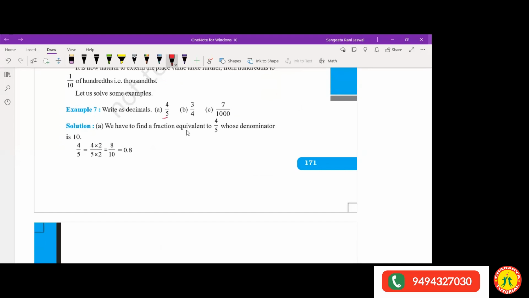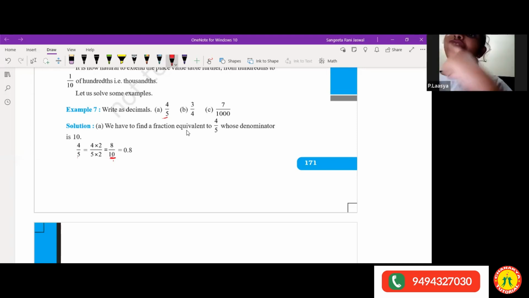Now, what we will do in this case, we will make it a number where we have 0. We multiplied 5 with 2, we got 10. So 8 by 10. We multiplied 5 with 2, and the same number has to be multiplied to the numerator and denominator. So we got 10 here, we got 8 by 10. Now easily you can put the decimal point.